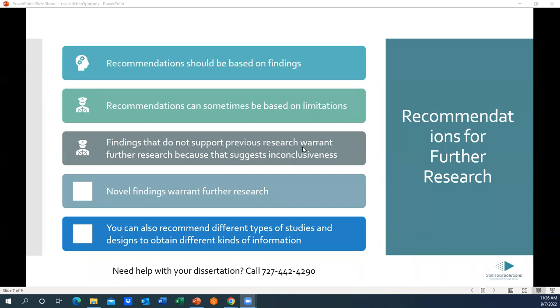Recommendations can also be based on limitations. That means, say you conducted a quantitative study. The sample size was low, right? So your study was underpowered. So your results have to be interpreted with that limitation in mind. You just recommend that researchers replicate the study in the future and make sure that limitation is addressed. So you can base some recommendations on limitations. The idea is to replicate the study and address the limitation.